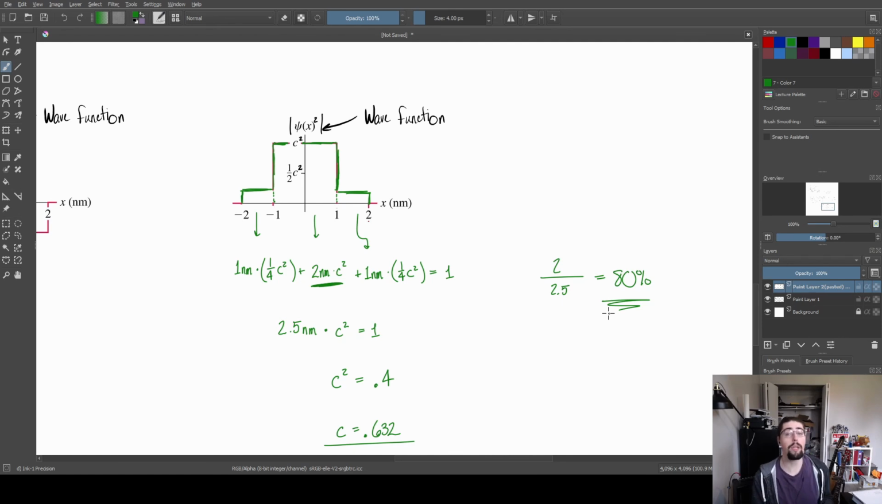And that's one of those things that we can't know until we actually measure it. This is the probability that it's going to be in any one of these particular areas, but until we actually open up the box, interact with the particle, and measure it, we don't know necessarily where it's going to be at. We just know that there's an 80% chance that we're going to find it in this central region.